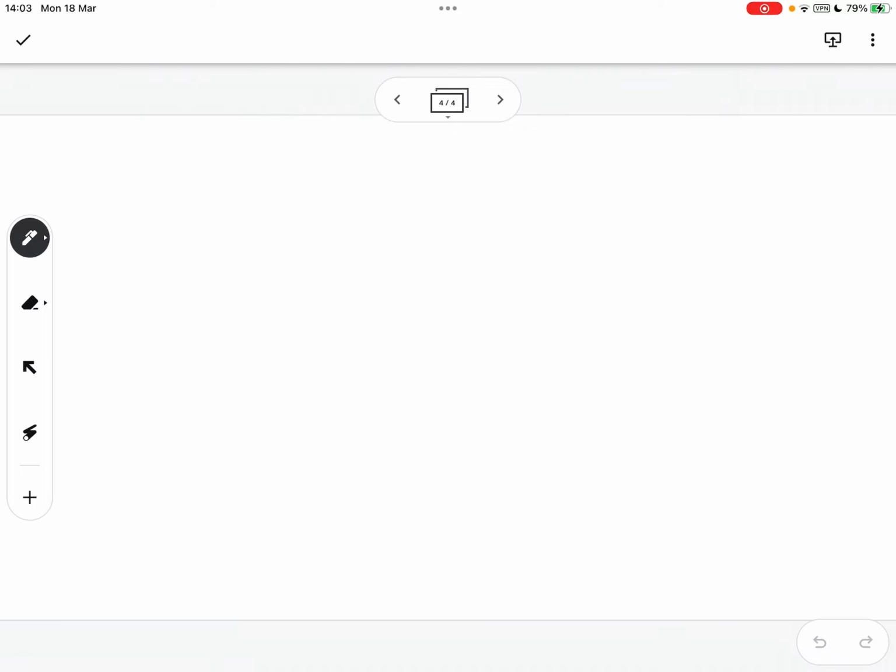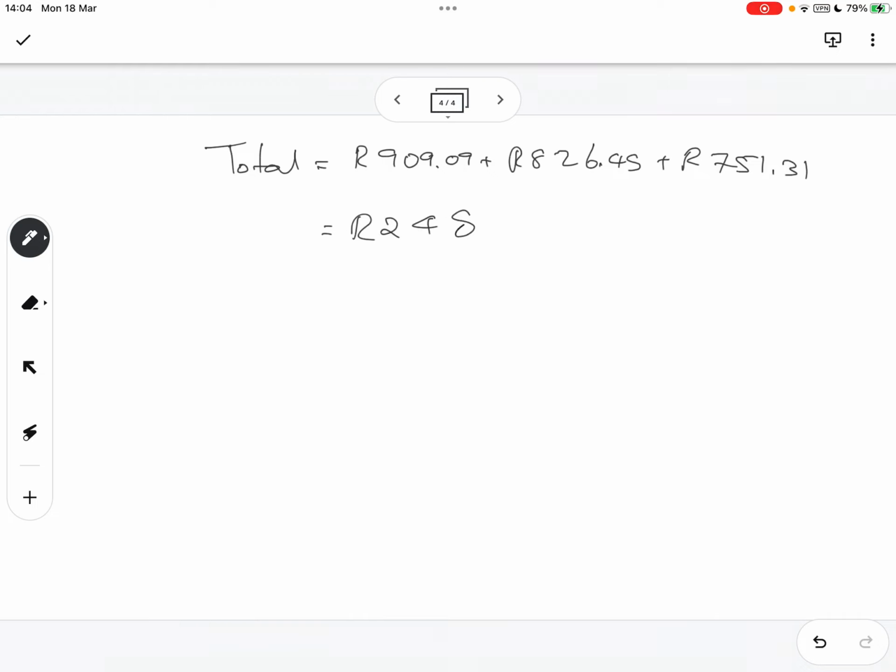So the total would be the sum of all of those, so the total is 909.09 plus 826.45 plus 751.31, which is 2,486.85.